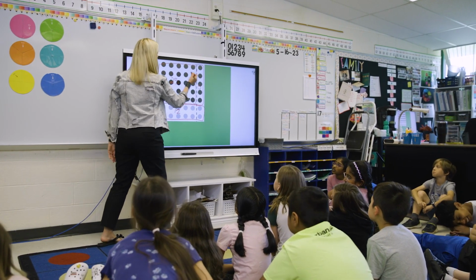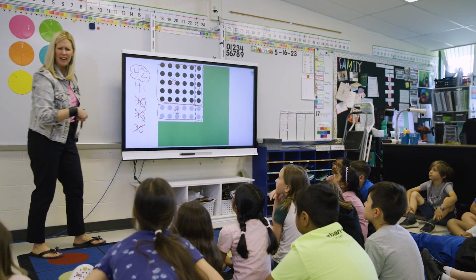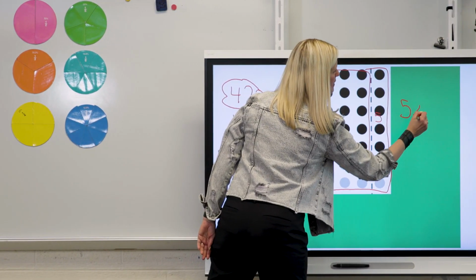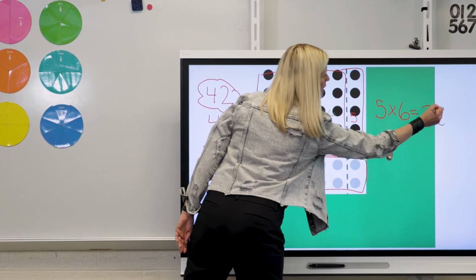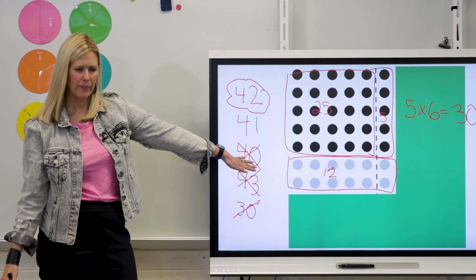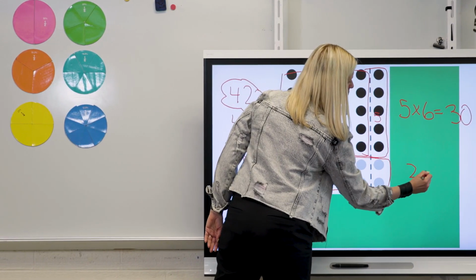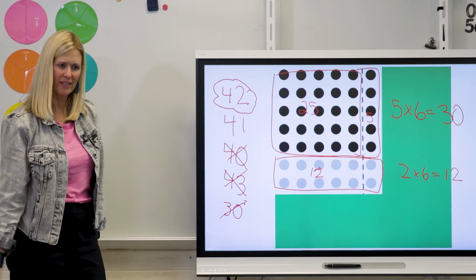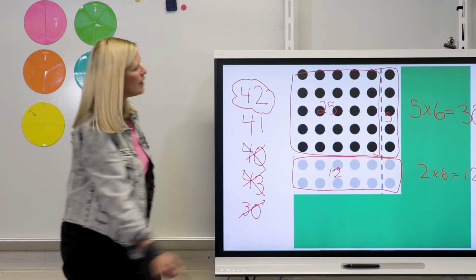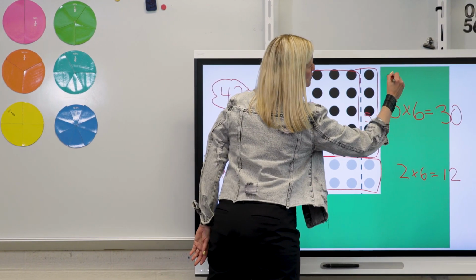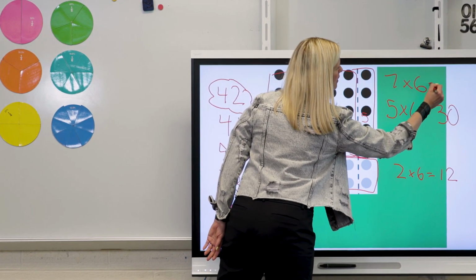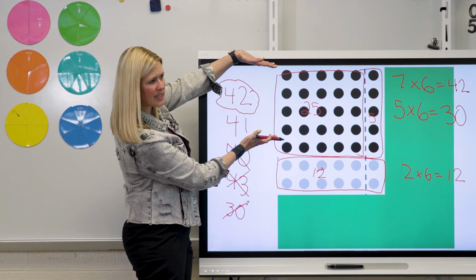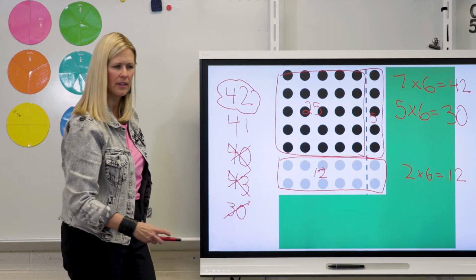Oh, so if we have, how many rows of 6 is that? Just the black ones. So we could use that fact. I know that's 30. And our 2 groups of 6, that makes 12. Right? Yeah, sure. And we add them right together. Think about that if our fact was 7 times 6, right? Look what we did. We took that 7 and we chunked it up. We got our 5 6s and our 2 6s.